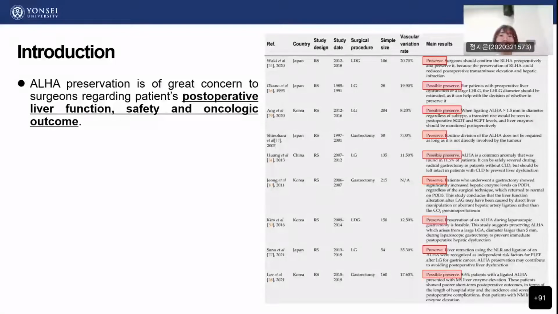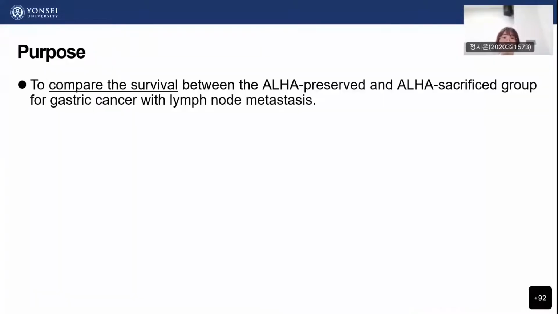There was a lack of evidence about long-term outcomes, and it is also questionable whether aberrant left hepatic artery preservation will ensure oncological safety in the case of advanced gastric cancer patients or clinically metastatic lymph nodes. Aberrant left hepatic artery preservation is of great concern to surgeons regarding patients' postoperative liver function, safety, and oncologic outcomes. So we plan to compare the survival between the aberrant hepatic artery preserved and sacrificed groups in gastric cancer patients who have metastatic lymph nodes to confirm oncologic safety.